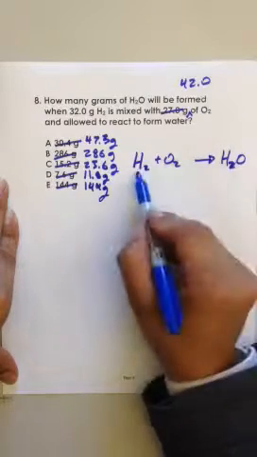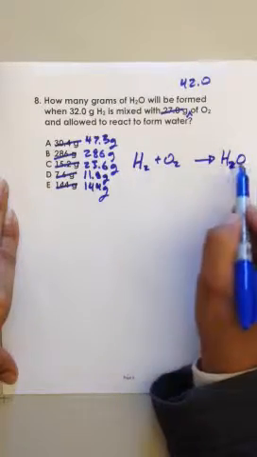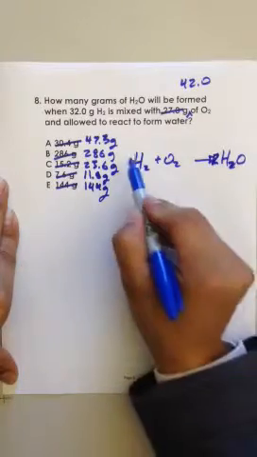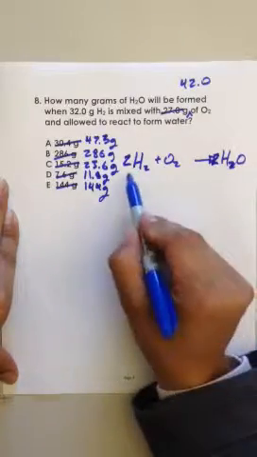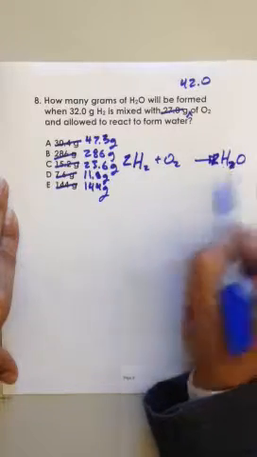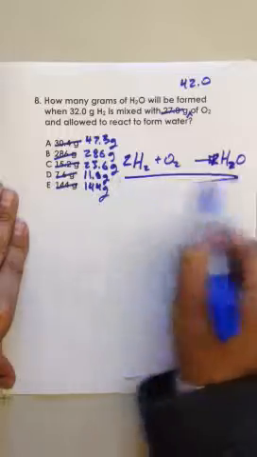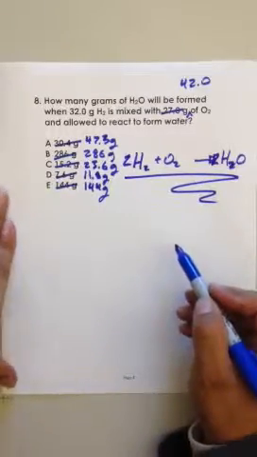Is this balanced? We got 2 H's. Looks good. 1 O, 2 O's? Nope. Let's do this. Now that means that we need 2 of these. Now it's balanced. 2 of these and 1 of those gives you 2 of those and 1 of those. Okay? Got it? Lovely. That's the first step, get a balanced equation first.